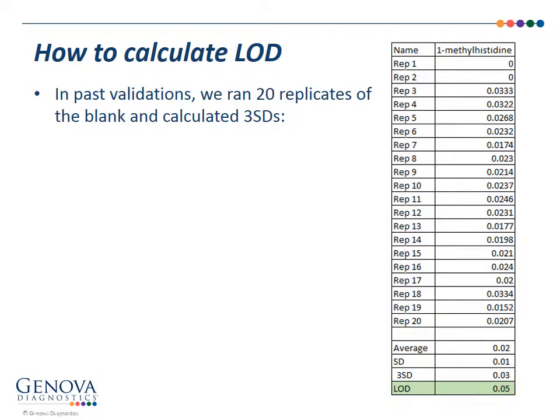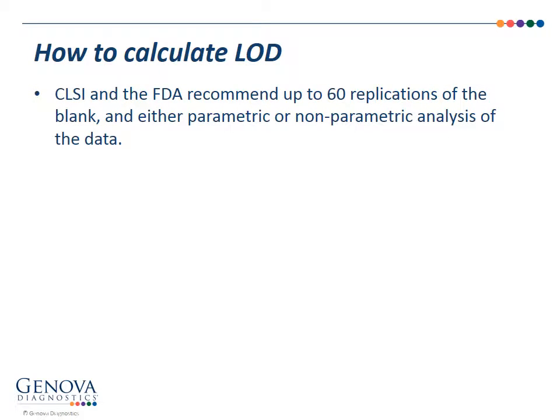There is a lot of conversation now about other ways to do LOD. CLSI and the FDA have several recommendations, and some of them are up to 60 replicates of the blank, and then using various equations, parametric and non-parametric analysis, to look at the data. We're currently talking about what the best methods are for looking at LOD, how we define it, and how we speak to it. So this is just a heads up that this is something that may or may not change. We're evaluating it. I took several sets of data recently and looked at it multiple different ways to see what would happen.